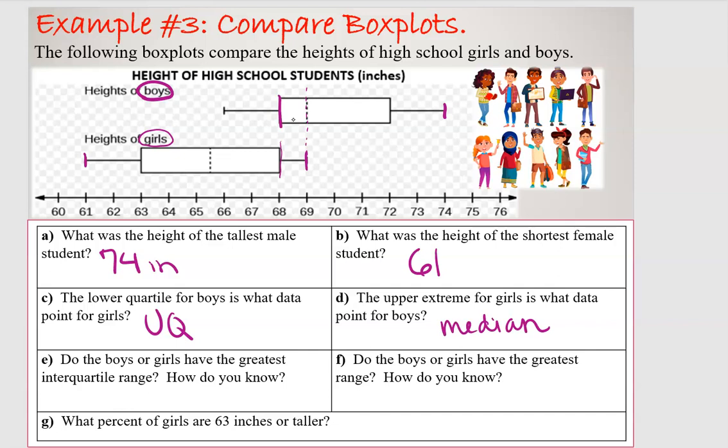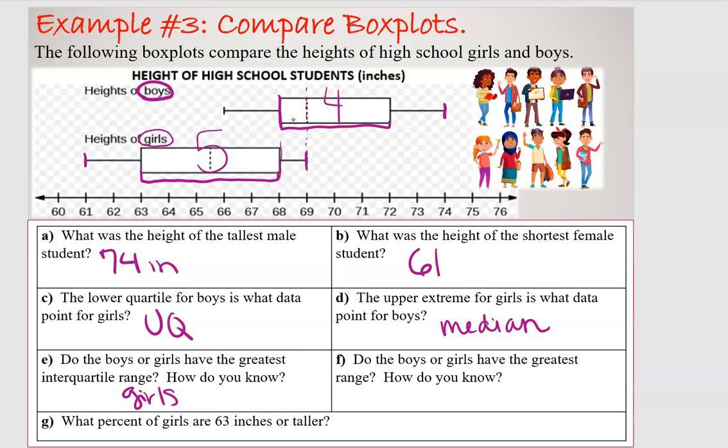Do the boys or girls have a greater interquartile range, and how do you know? Well, visually looking at it, we have our interquartile range for the girls, which is right here, going all the way from 63 to 68. So they have an interquartile range of 5. And then for the boys, the length of the box is going from 68 to 72, which we have as 4. So the girls have a bigger interquartile range.